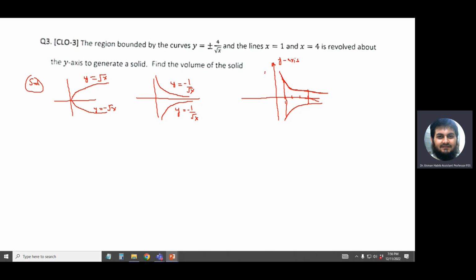Let's make a mirror image. So we will have something like this here, and then similarly something like this. Let's say this is x equals to 1, and this will somewhat be x equals to 4. So if we revolve this about the y-axis, we're gonna get some solid which is hollow from the inside. Okay, and all of this region and all of this region, and that's all. We need to find the volume of this solid.